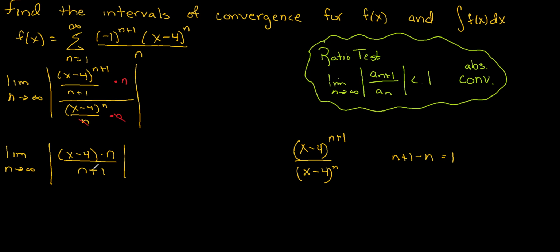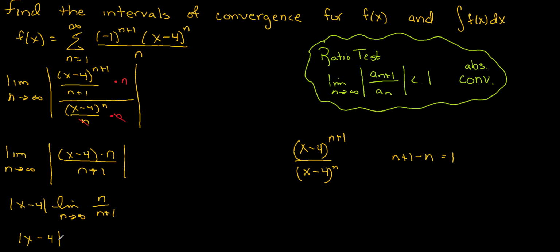Okay, and now we're going to do the limit. So x minus 4 has absolutely nothing to do with the limit as n goes to infinity, so I can pull that out in front. I've got the absolute value of x minus 4 out in front, and now the limit as n goes to infinity of n over n plus 1. That's just going to be 1. So I've got the absolute value of x minus 4.